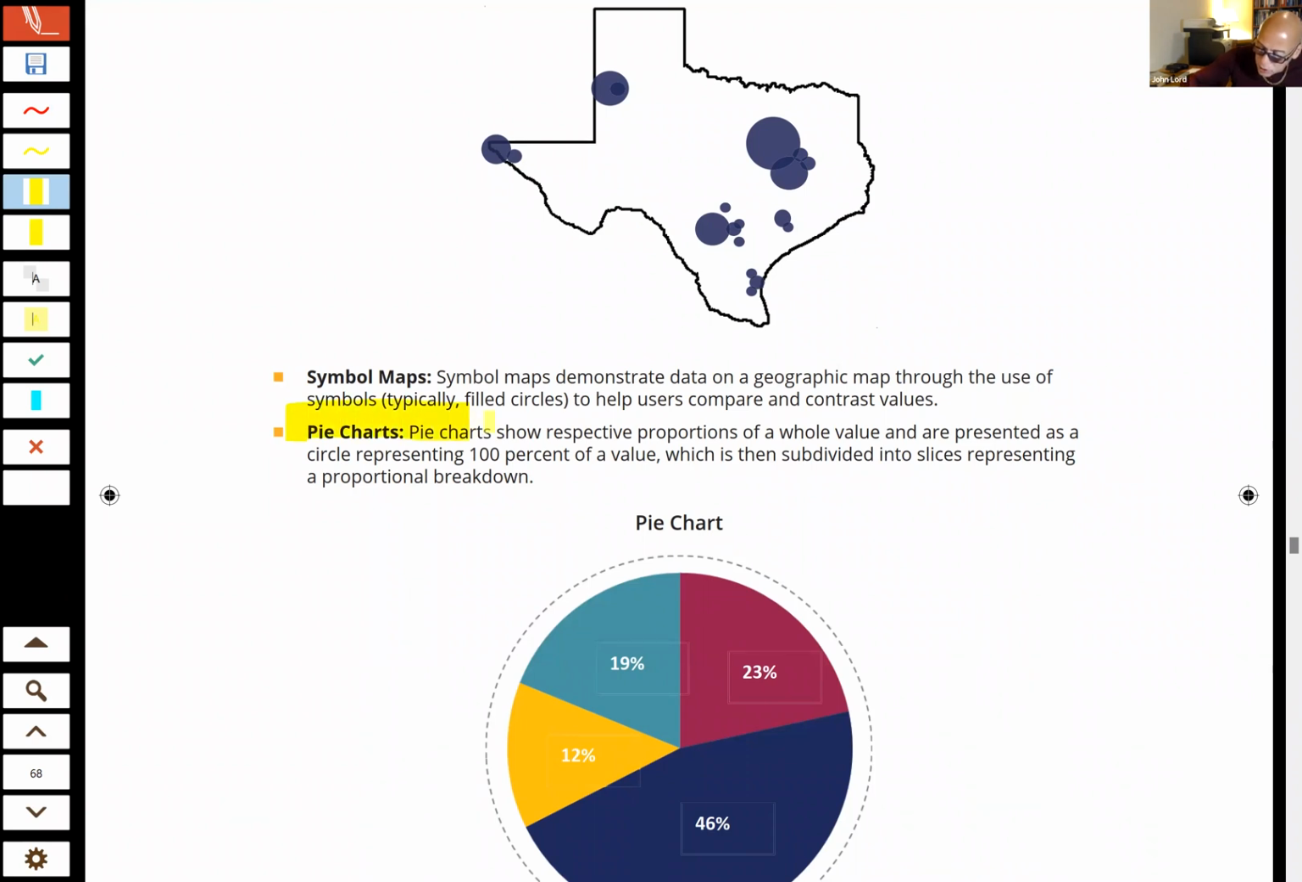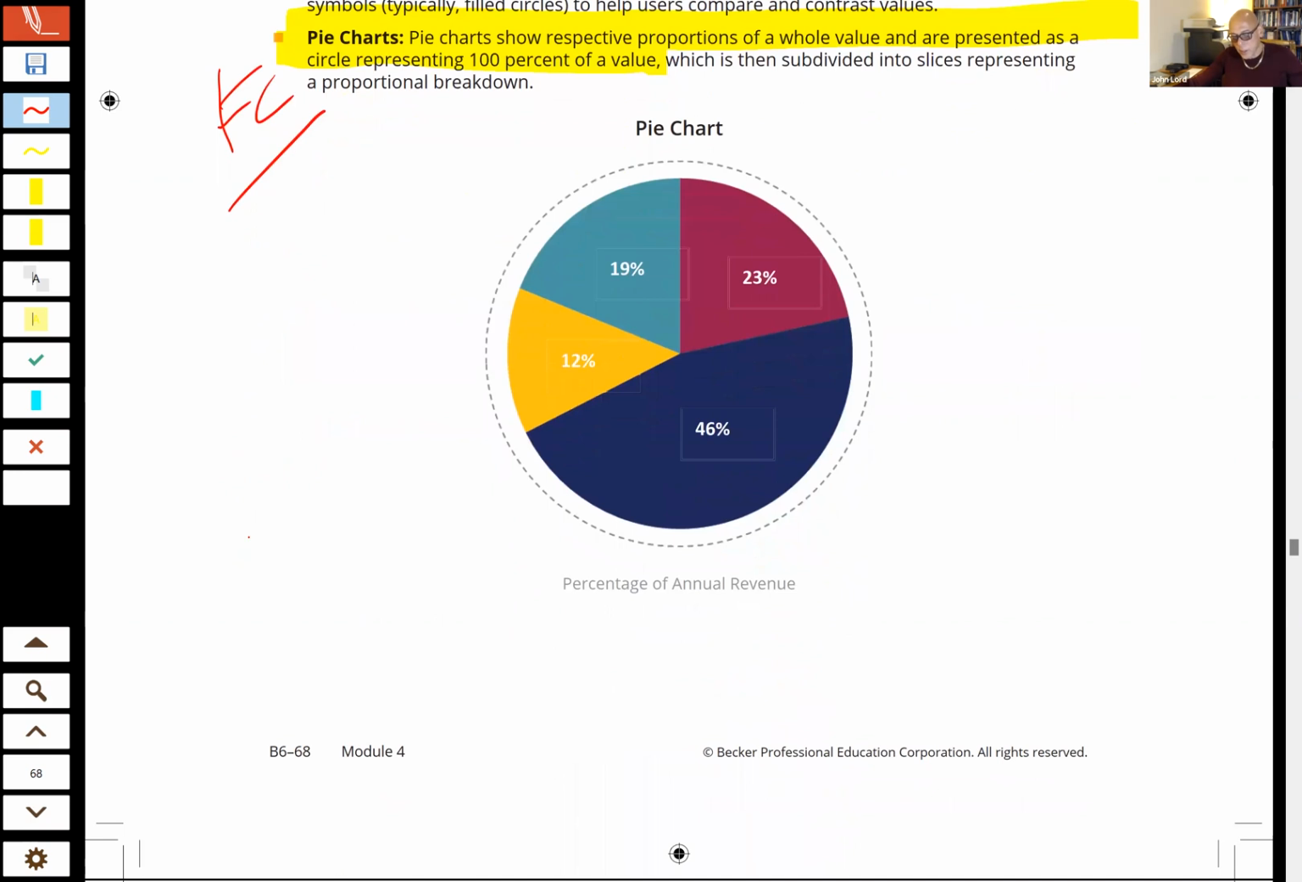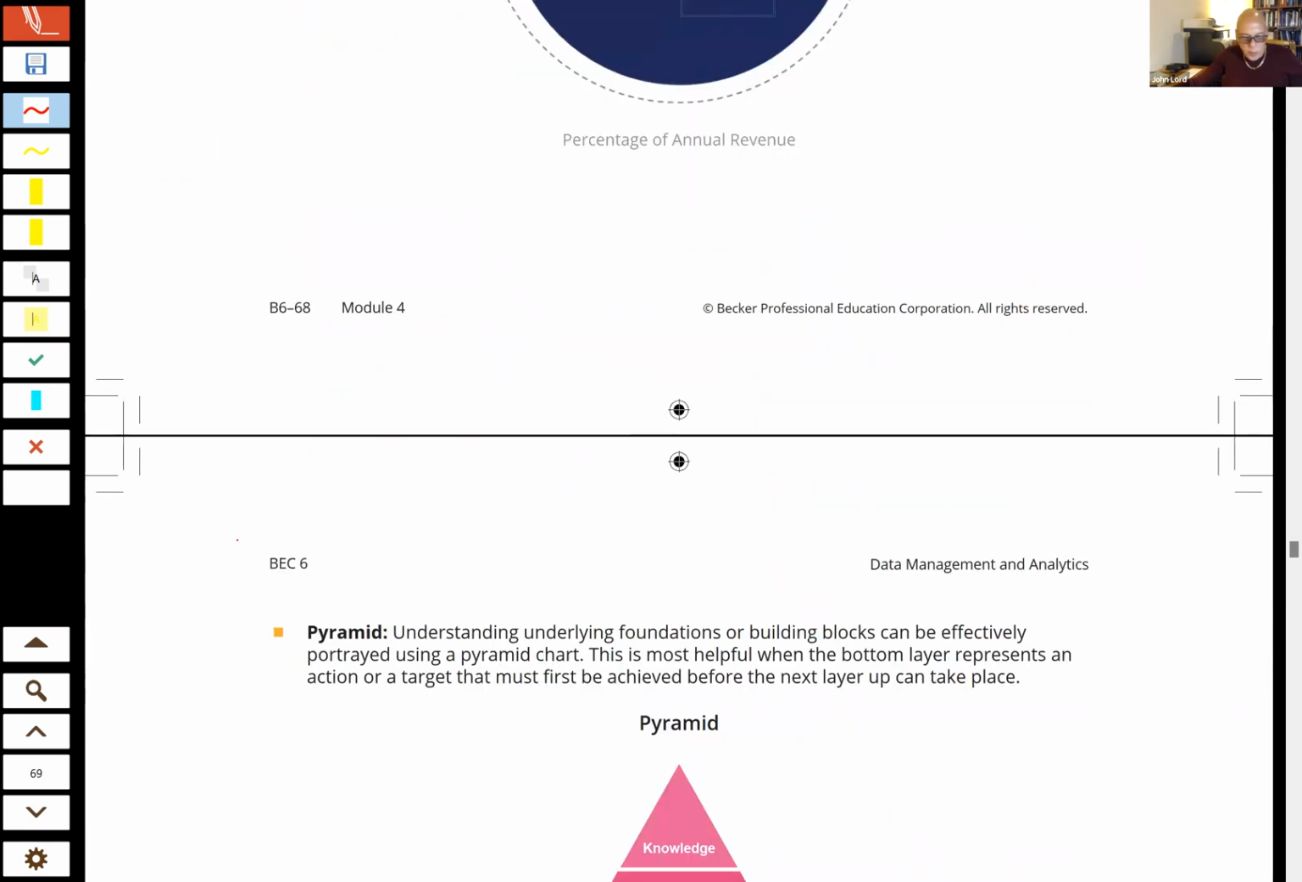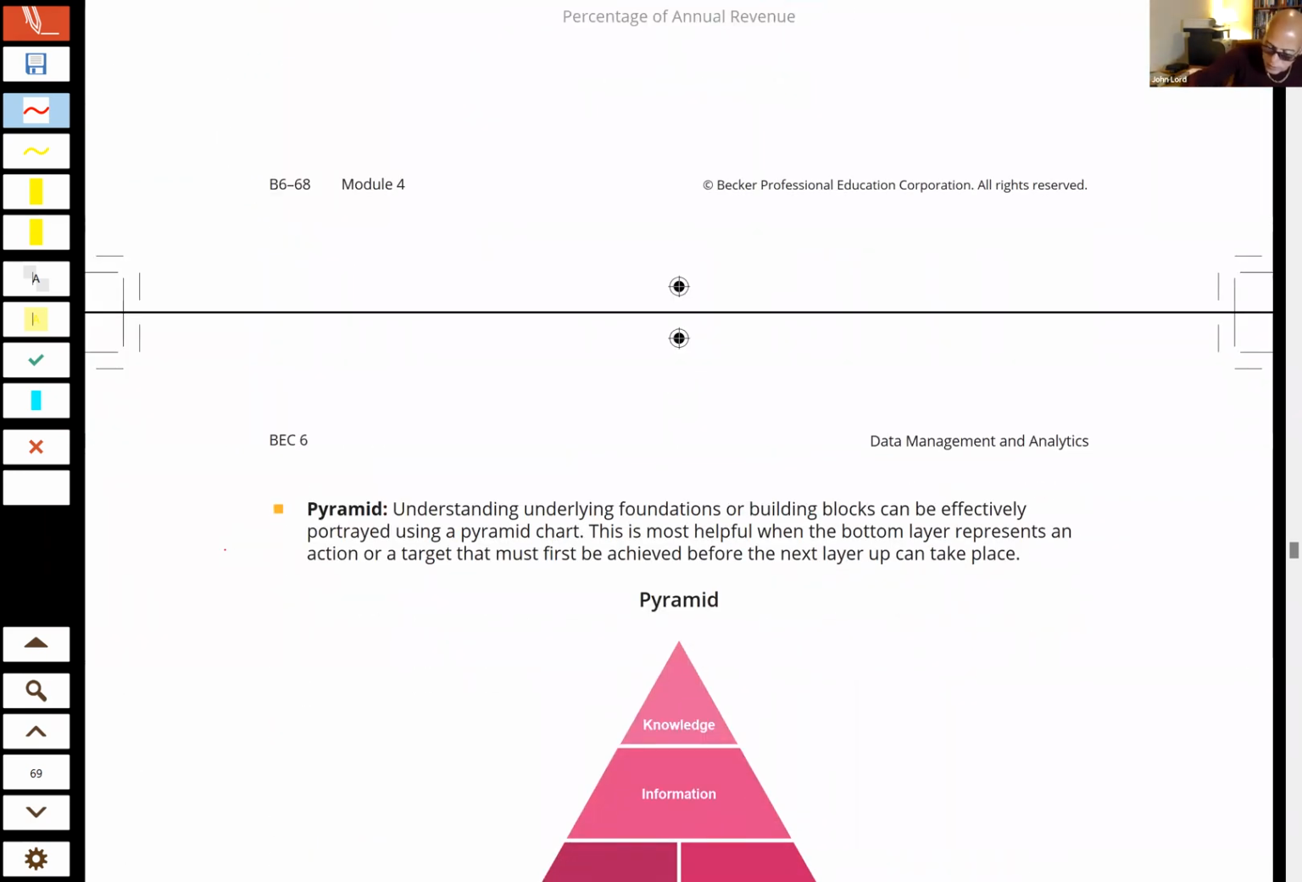Pie charts show respective portions of a whole, obviously. I don't think you needed to come to class tonight to know that, but flashcard it in case somebody says to you, when would you use a pie chart? And you're sitting there on the exam and you're having trouble remembering what's going on. So, okay, good. And pyramids, I guess we're not done with these yet. They're going to be pretty comprehensive.